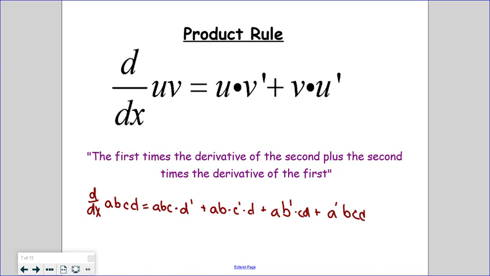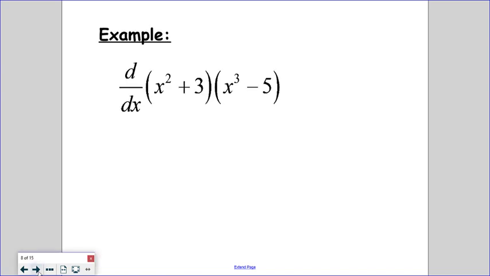All right. So let's look at an example of what the product rule would look like. Our function up there is two binomials multiplied together. Well, that is a product. That is two things being multiplied together. We can apply our product rule. And our product rule says we take the first times the derivative of the second plus the second times the derivative of the first.